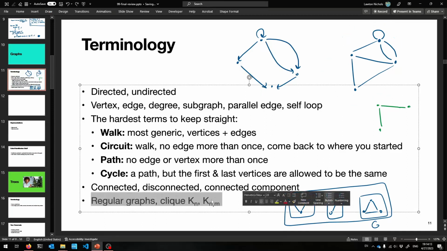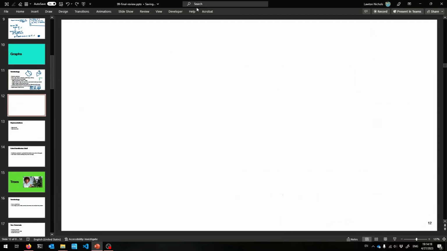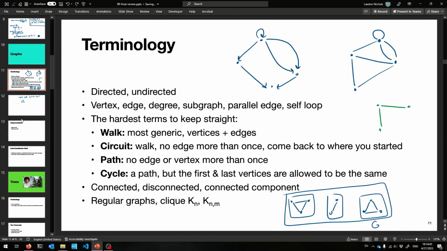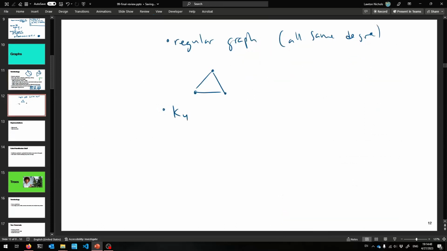Next we have regular graphs, cliques, or K_n, and then K_n,m. So, all right, a regular graph. What is that? That's one where each vertex has the same degree. So here's a regular graph. Every vertex has degree 2. They all have 2 neighbors. And I'm sure you can come up with more. Cliques, or K sub n for a certain number of nodes n, look like this. This is K4, for example. It's technically also regular. It's just a special kind of regular graph.